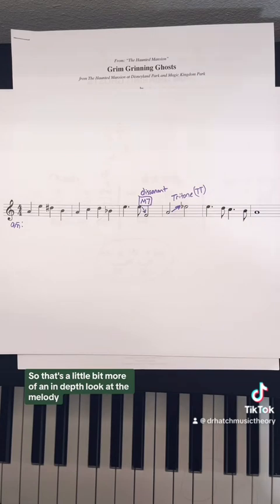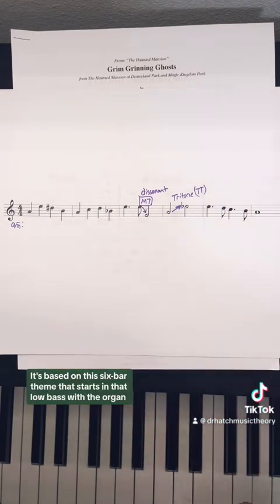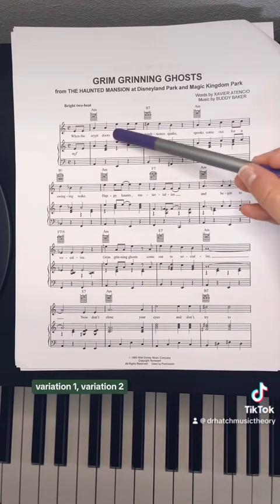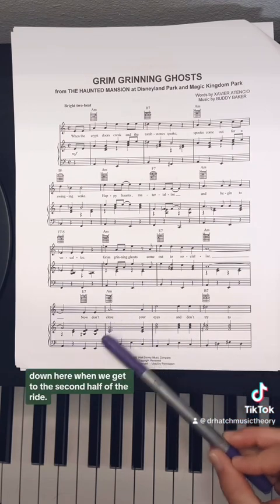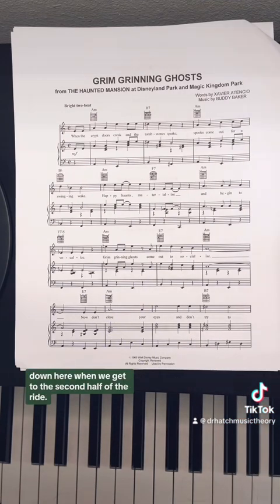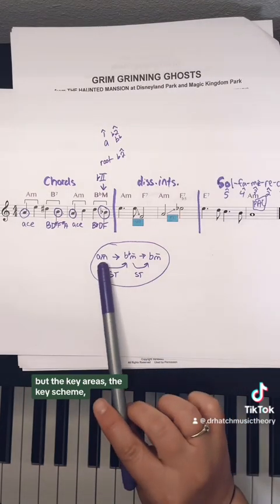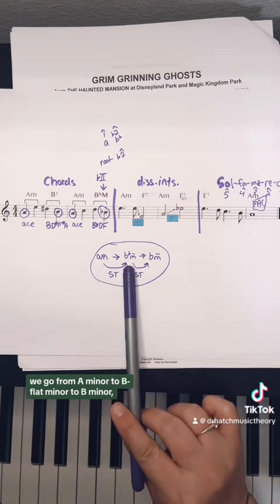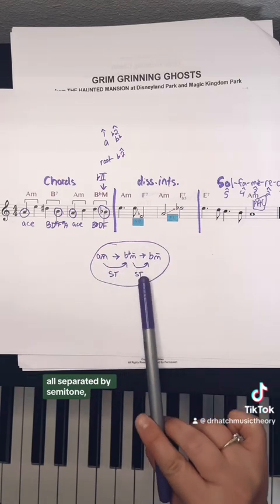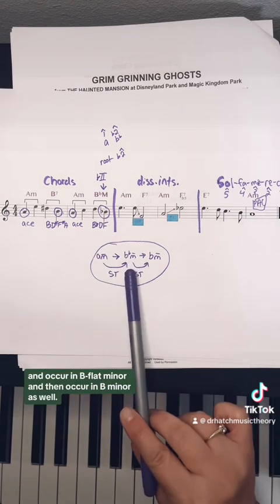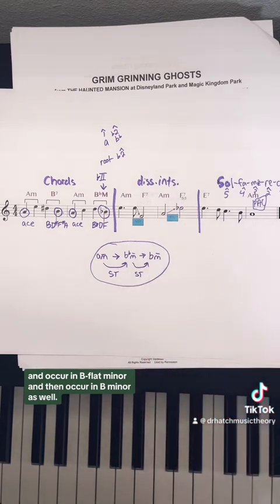So that's a little bit more of an in-depth look at the melody for Grim Grinning Ghosts from the Haunted Mansion ride. It's based on this 6-bar theme that starts in that low bass with the organ. And then it's altered 2 different ways, variation 1, variation 2 down here when we get to the second half of the ride. Also interesting to note, we talked about this briefly last time, the key scheme: we go from A minor to B flat minor to B minor, all separated by a semitone. The same 2 variations that you found in A minor are transposed and occur in B flat minor and then in B minor as well.